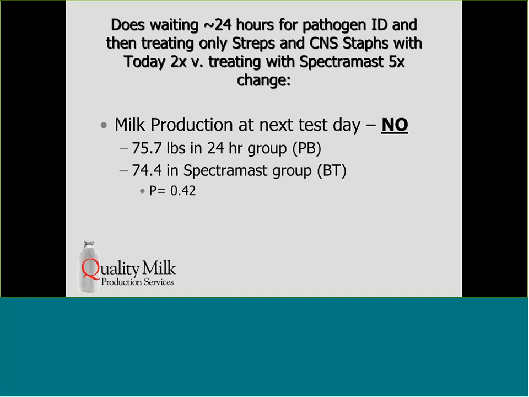Does it change milk production? Again, milk production at next test day, not different between the groups. 76-ish pounds in the pathogen-based group and 74, 75 pounds in the Spectramast blanket therapy group.